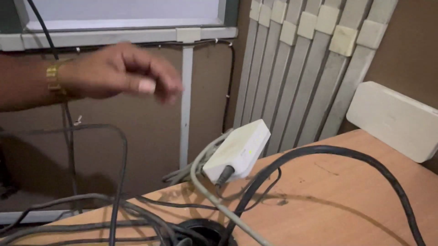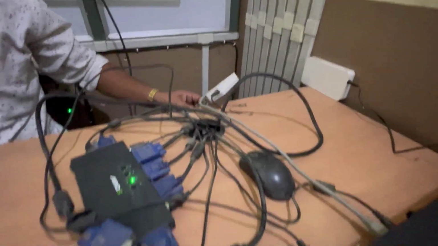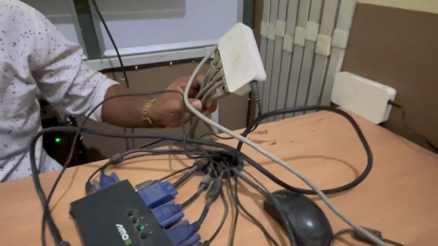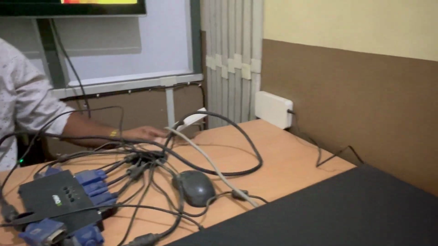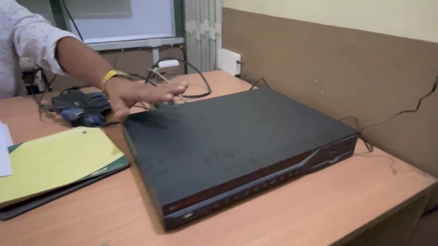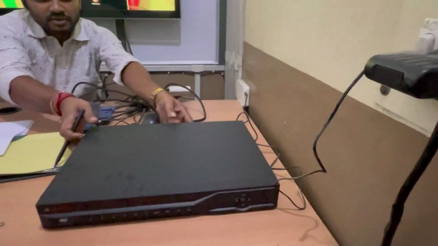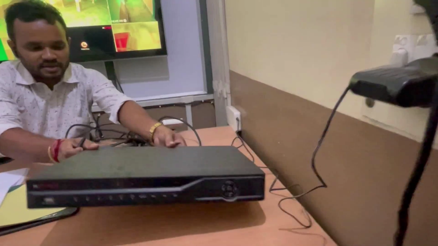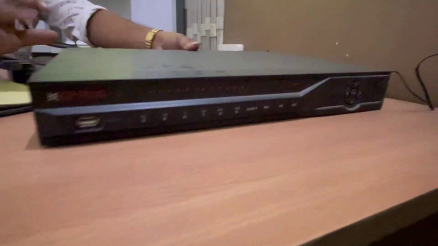We can see a hub here. That hub is connected to the different CCTV cameras through the network cables. So this is the DVR, which is connected to the display.